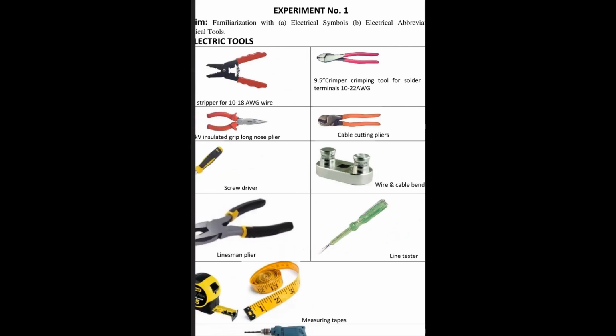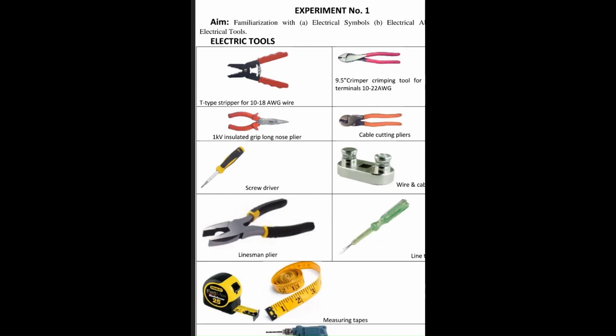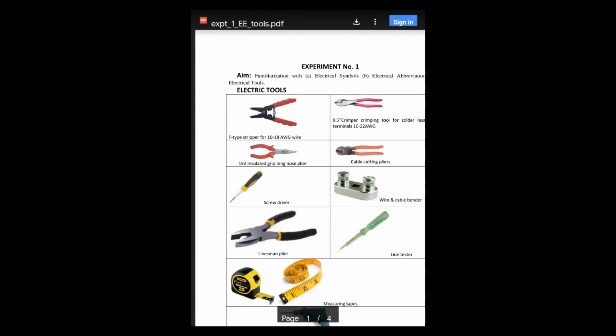Next is the 1 kilovolt insulated grip long nose plier. This is used for, we have a junction box at our home. So what is a junction box? A junction box is the box where many wires are supposed to come.